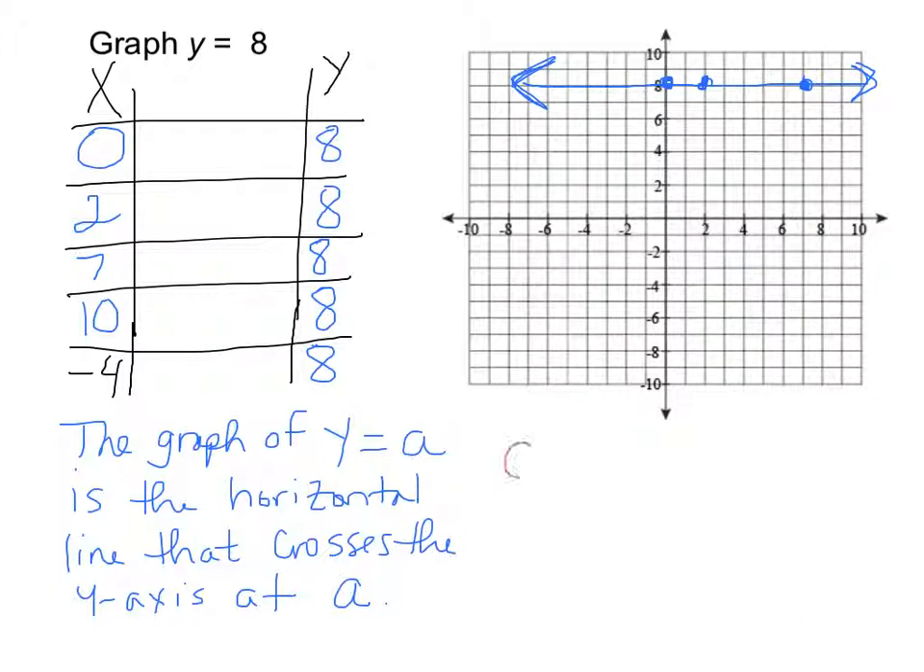What if I ask you to graph y equals -4? From now on, instead of writing a chart, all you have to do is use our rule. I'm going to go to where y is -4. Right here is where y is -4. And I'm going to put a horizontal line. That's all you have to do from now on.